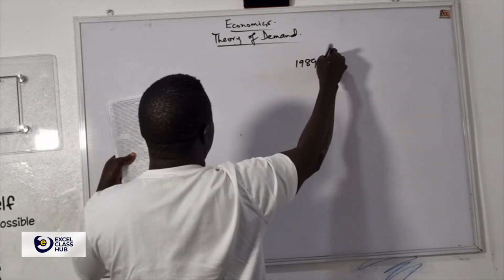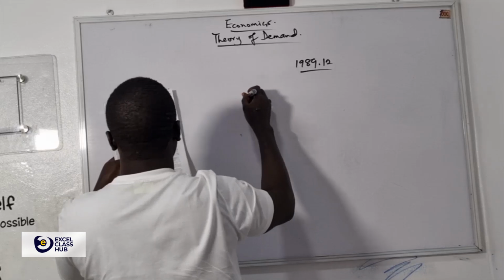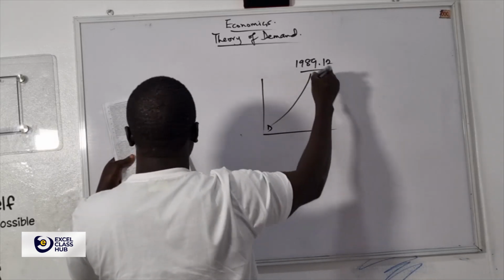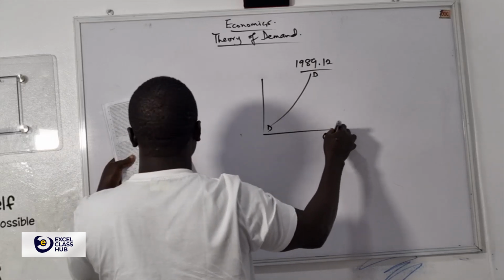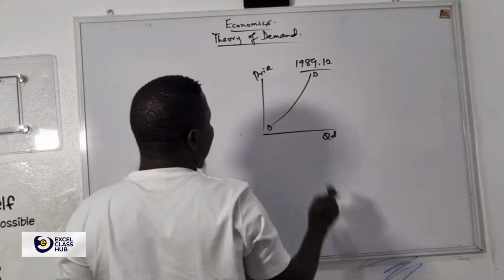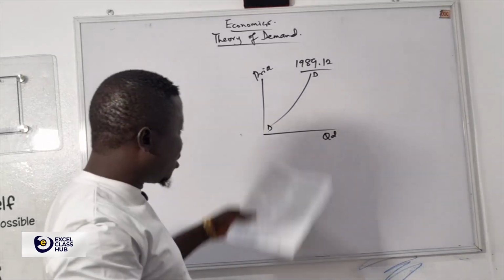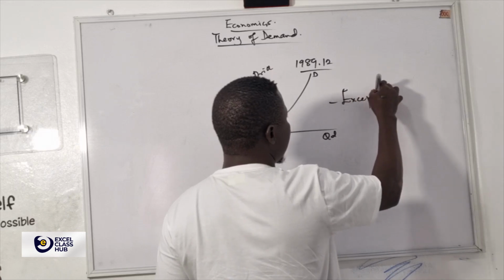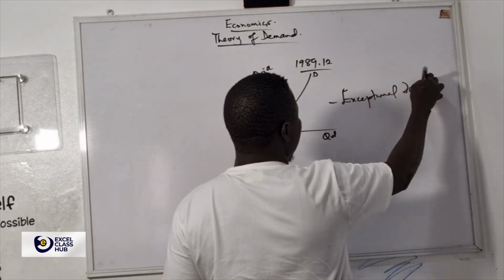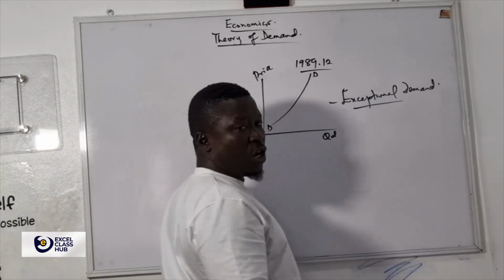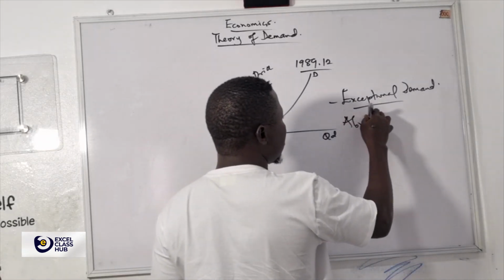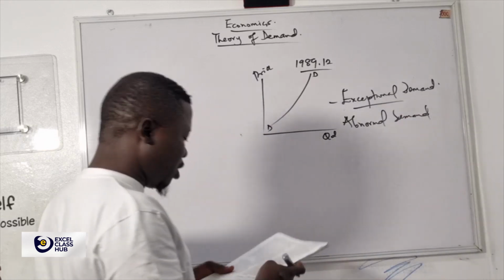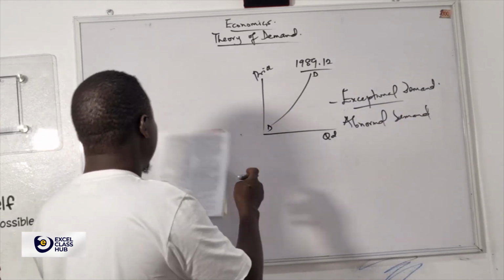1989, question 12. This is how the question looks. It's a demand curve. When you have a curve like this in economics and they ask you about the demand curve, have it in mind that it is called an exceptional demand. It's also called an abnormal demand. But look at the question, the way JAMB asks about this.